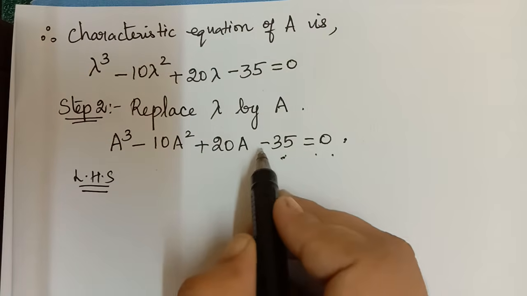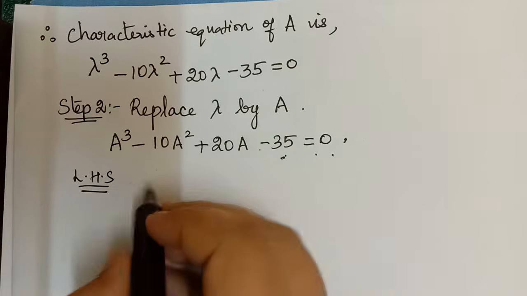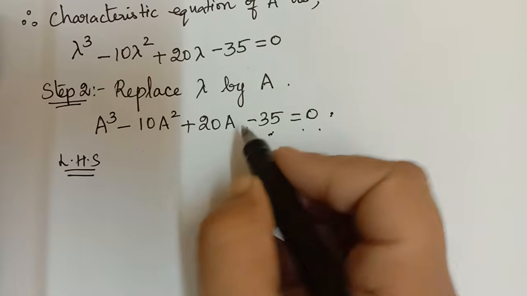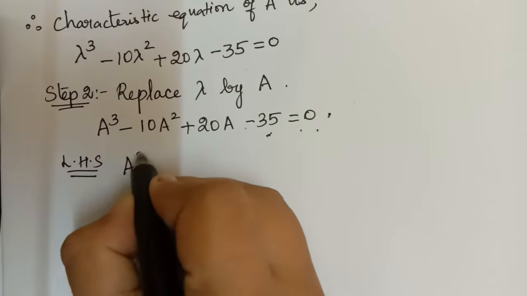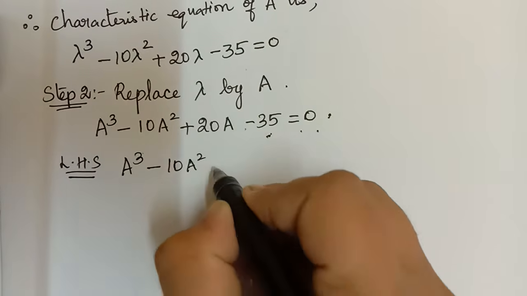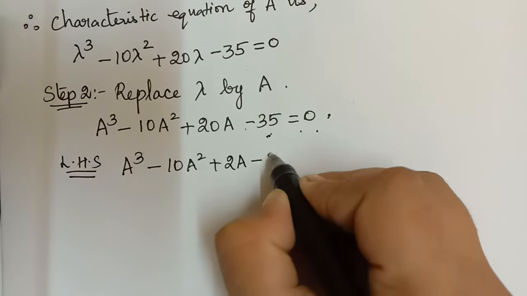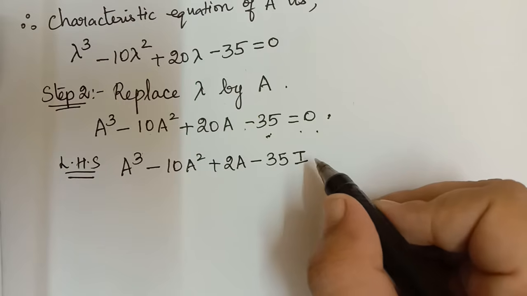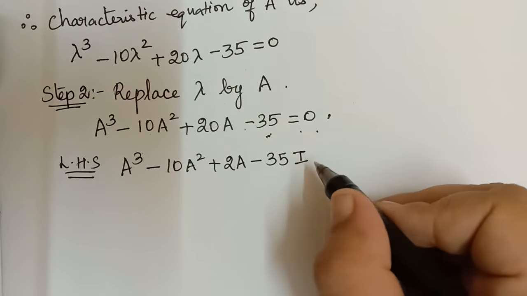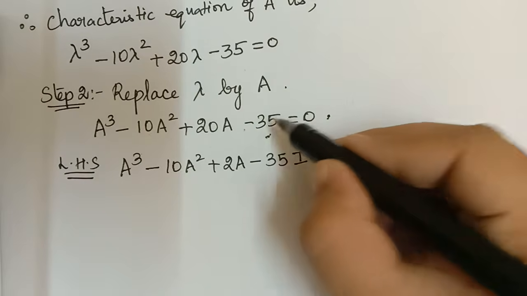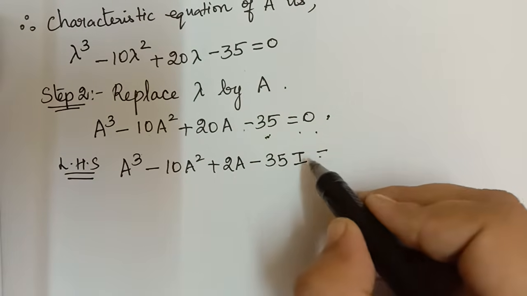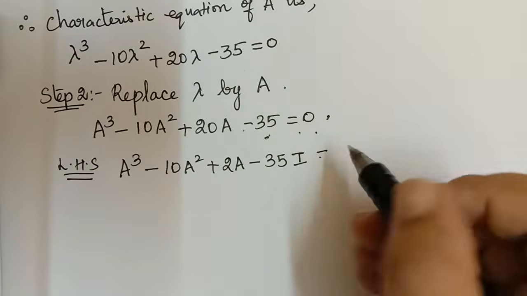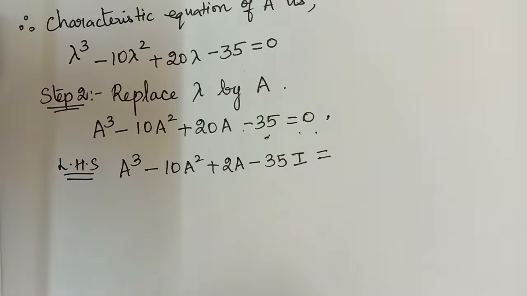So in the left hand side, here we have to actually write it in this way. So in the left hand side, at the constant place, we should write it as A cube minus 10A squared plus 20A minus 35I, because I is an identity matrix with entries 1 0 0, 0 1 0, 0 0 1. So when it is a constant, we have to write the matrix I here, because anyway if we multiply 35 with the identity matrix, we will be getting the same value. So we have to prove that this is equal to 0.